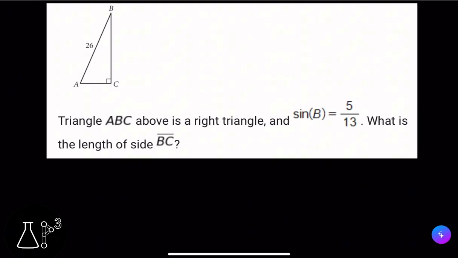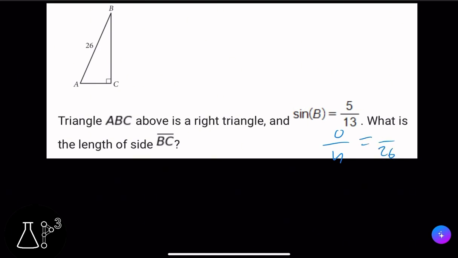Okay, this will be the last question for today. Triangle ABC above is a right triangle, and sine of B equals 5 divided by 13. What is the length of BC? Okay, so now that we know how SOHCAHTOA works, what it corresponds to, we can understand the following. 13 is going to be my hypotenuse, and 5 is going to be my opposite. So opposite over hypotenuse. Hypotenuse in ABC is going to equal 26.